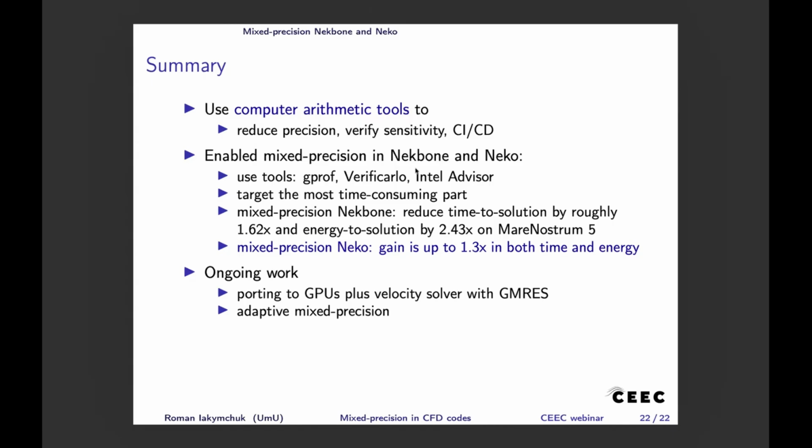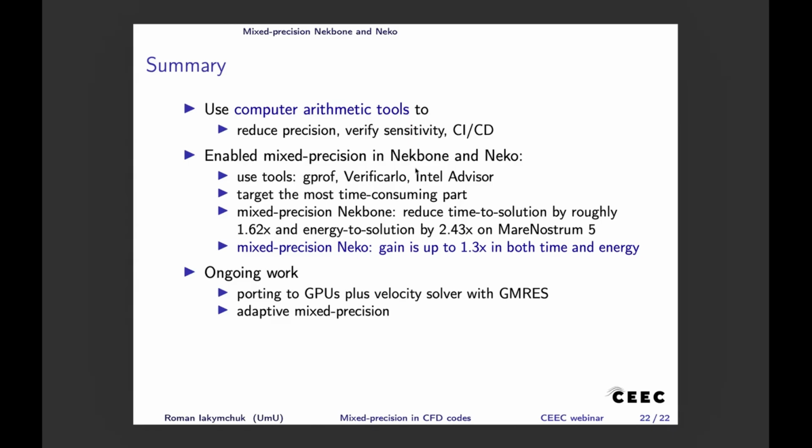So the message that we would like to convey: if you have complex codes and you would like to explore mixed precision, try to go with computer arithmetic tools. You have already experienced other tools in terms of detecting and optimizing your communication pattern, etc. But adding an arithmetic tool like VerifiCarlo, which also supports CI/CD checks, is a very nice option. VerifiCarlo is not the only tool, as Pablo mentioned, but the tool for which we got great support was our choice. And we enabled mixed precision in Nekbone and Neko.